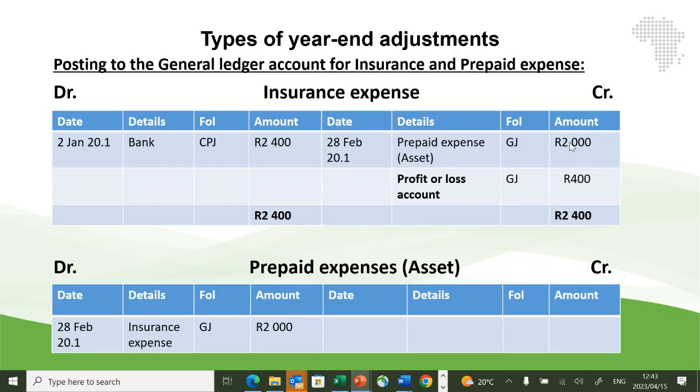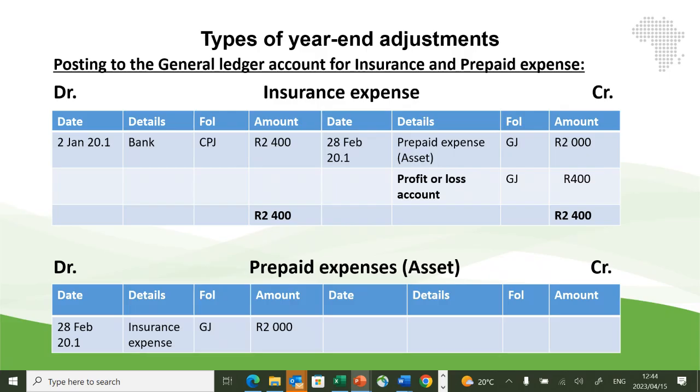General journal, 2,000 rand. And we know now, after putting these two transactions, that the highest side is the debit because it has 2,400. So both sides must have 2,400. So what is the difference? The difference will be that 400. And this 400, where do we close it off to? Profit or loss account. I will tell you on our next session why we are posting it here.